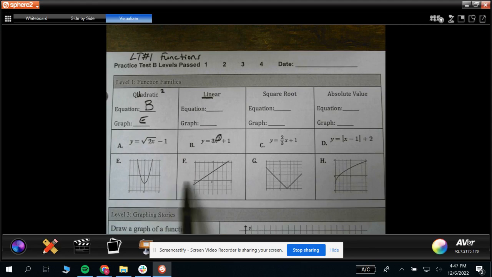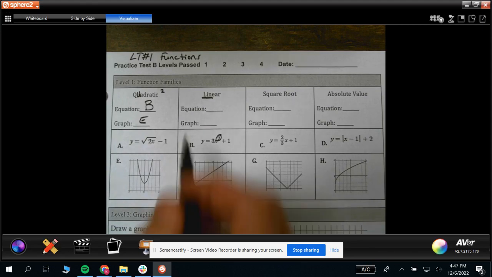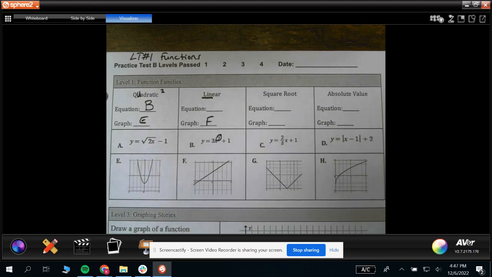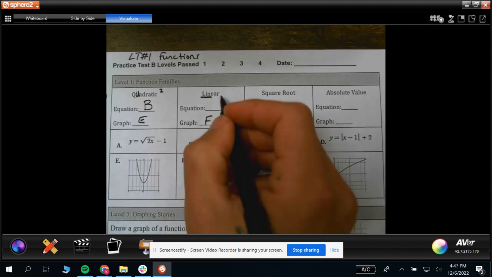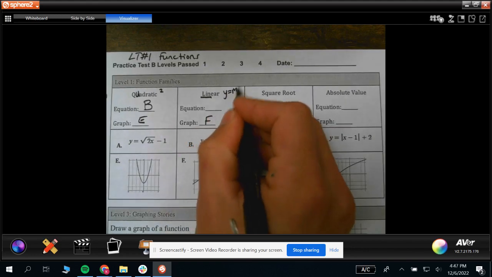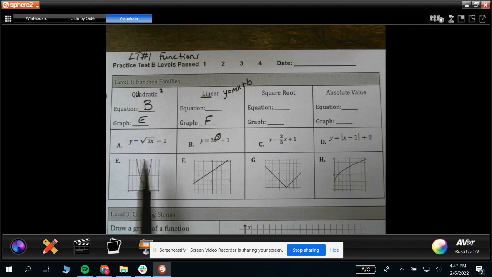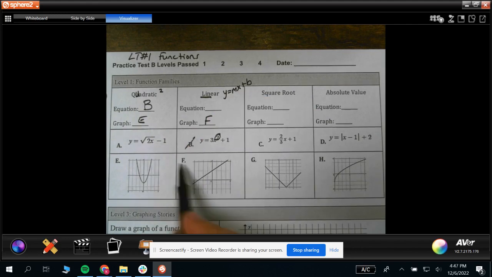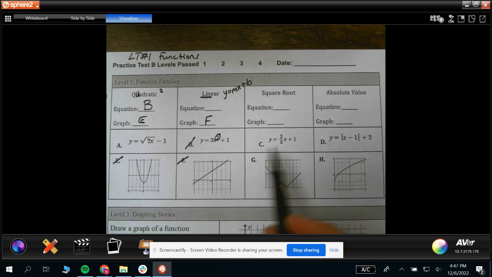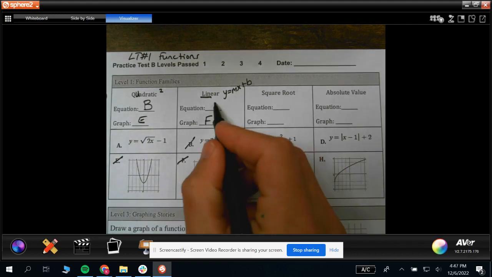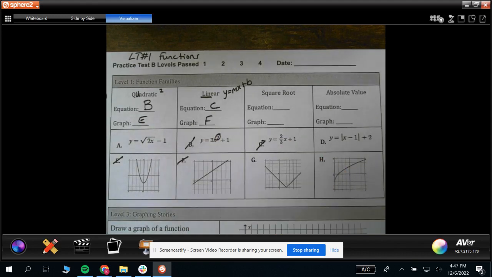All right, linear, I see that word line right there. Well, which graph do I see as a line? I see graph F right here. That's a straight line. Now, we also know later in the semester, linear, a line is mx plus b. Which one of these equations looks like mx plus b? I'm going to cross off the one we've already used right here. C, mx plus b. So equation C is linear.